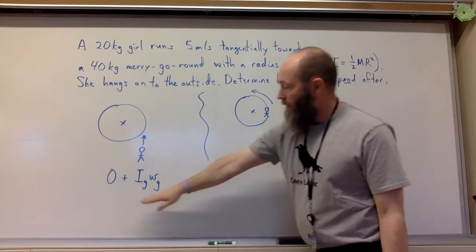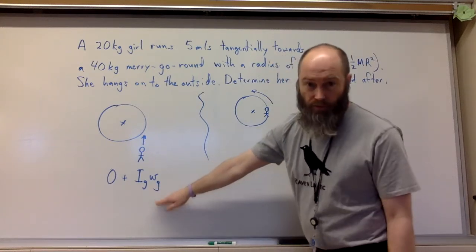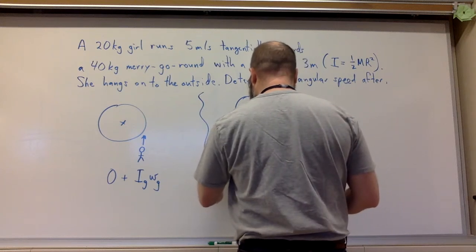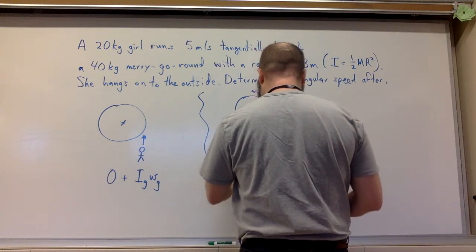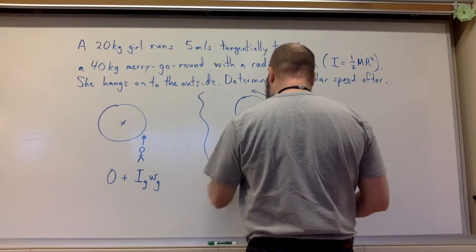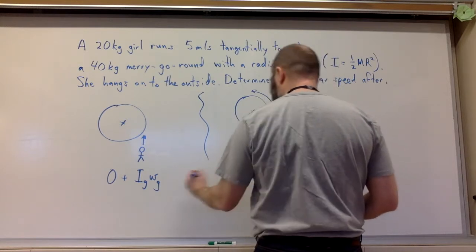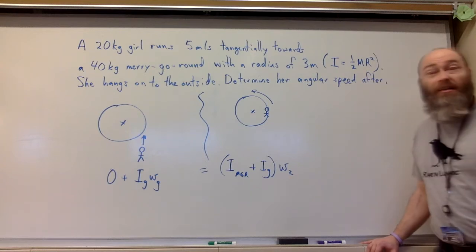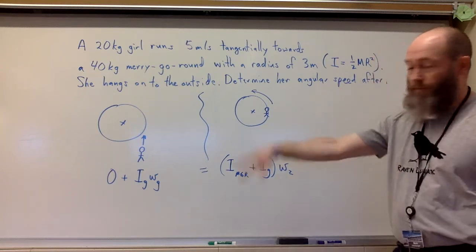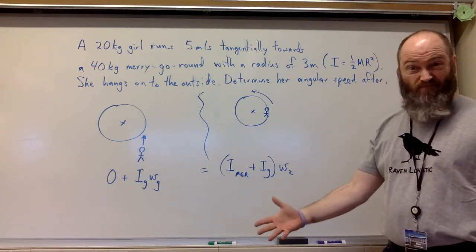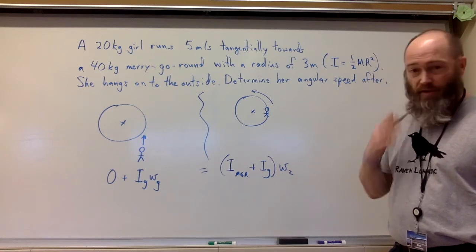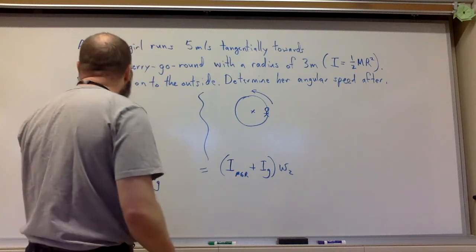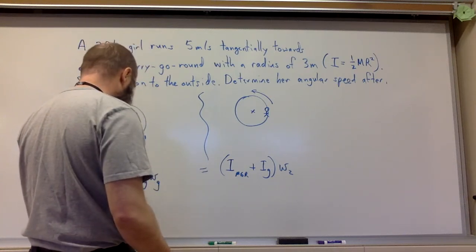Okay? But so I have I of the girl times omega of the girl. Over here, I would have I of the merry-go-round plus I of the girl times my new omega. And then, since there's no outside things doing torque, set them equal. So far so good? All right, so let's plug stuff in and solve. I is going to be m r squared for the girl.